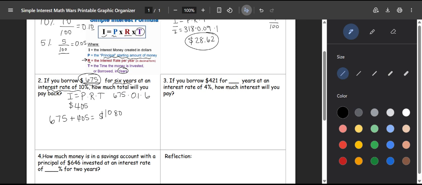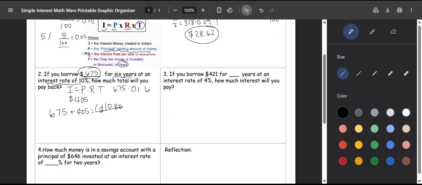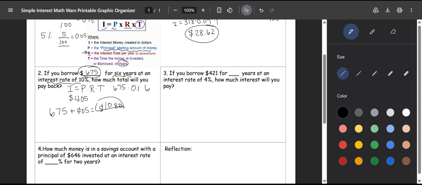Before you borrow any money, make sure that you are looking at what is your interest rate and how long are you paying it back for, because the longer it takes, the more you're going to pay in interest, and the higher your interest rate, the more you'll pay in interest.